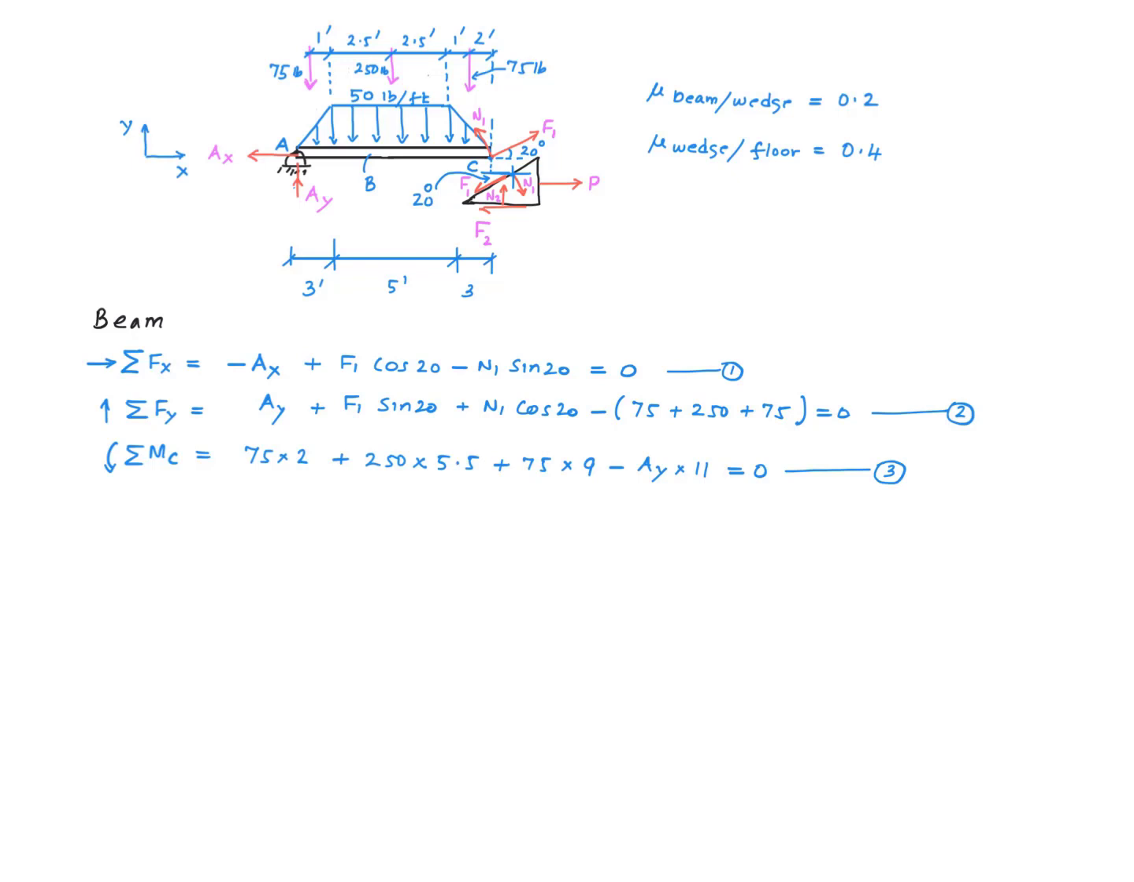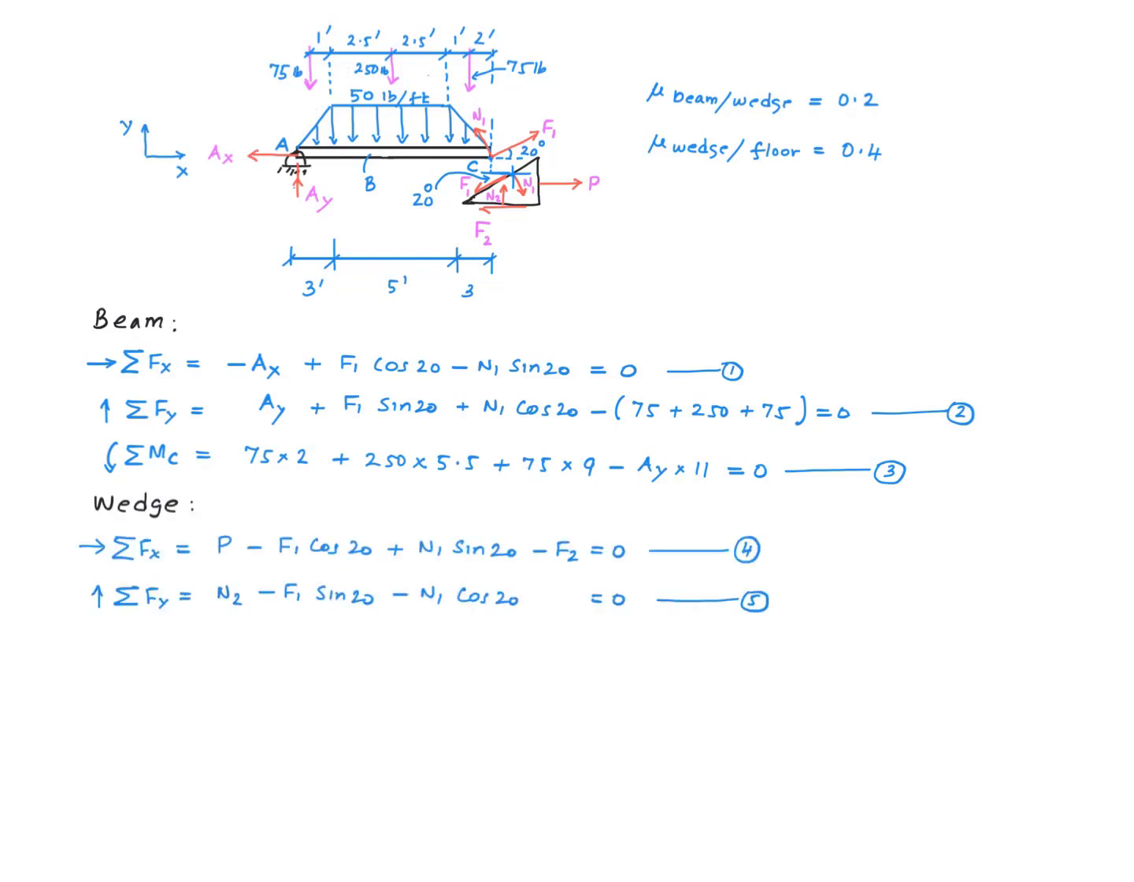The lines of action of the remaining 3 forces, which are N1, F1, and AX, are passing through point C, and therefore they do not make a contribution to the moment equation here. Here are the 2 force equilibrium equations for the wedge, and they're pretty easy to follow, so I'll let you follow. Finally, here are the 2 friction equations.